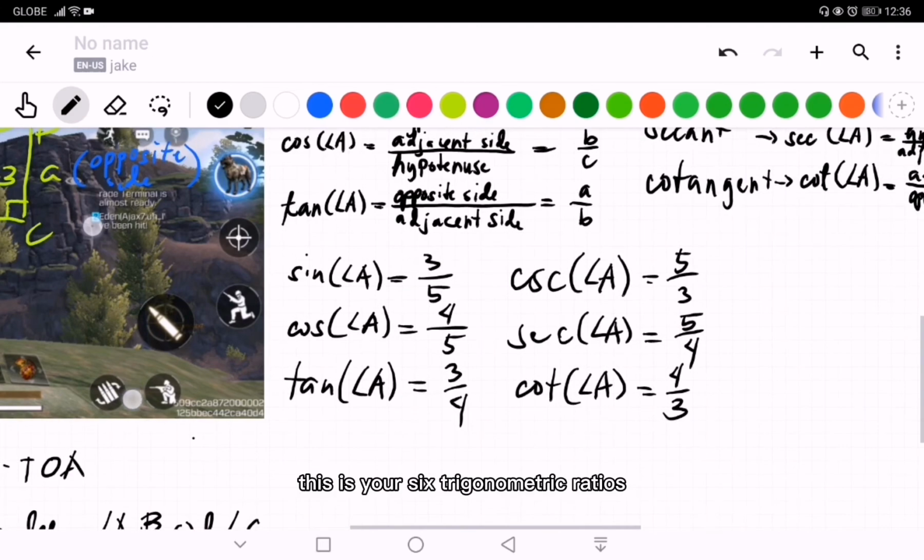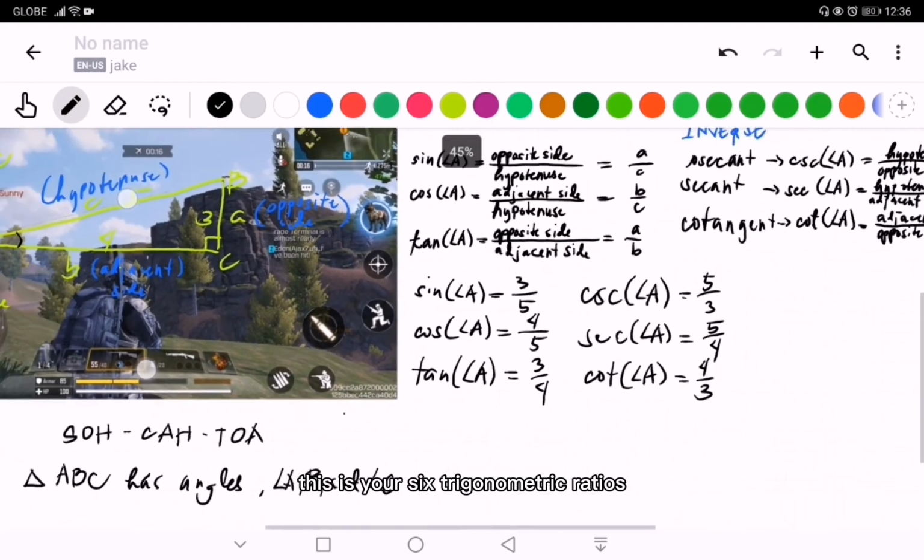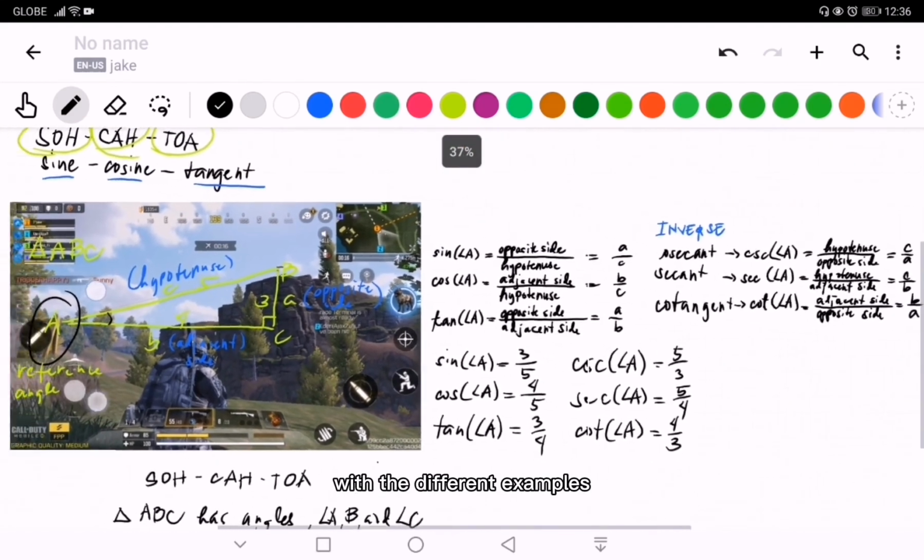This is your six trigonometric ratios with the different examples.